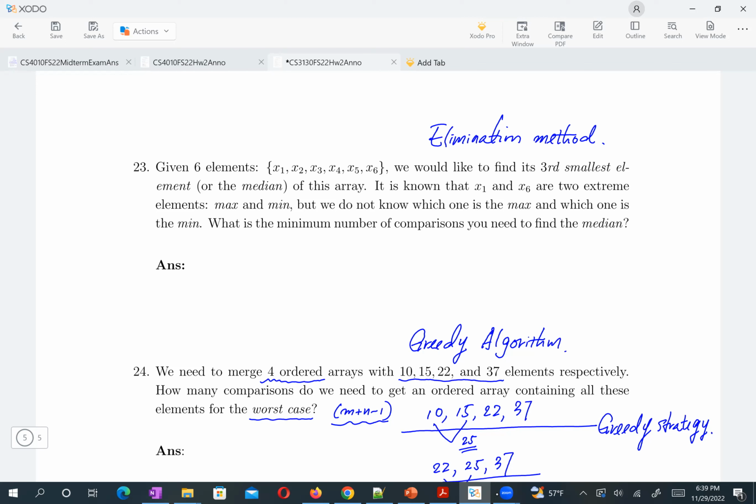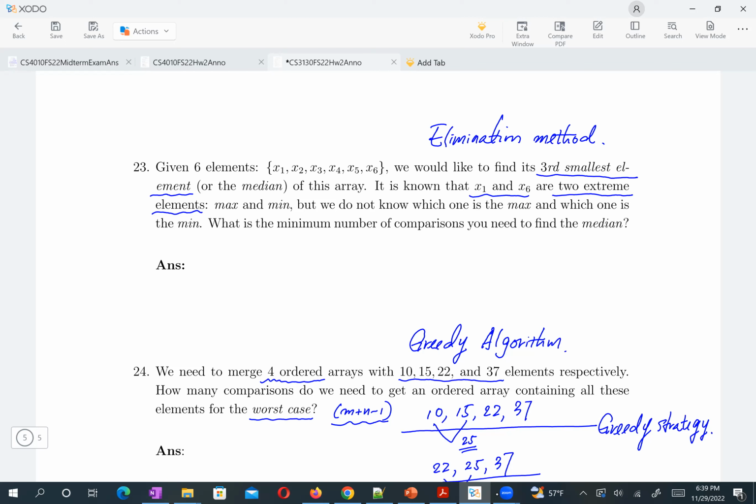Given 6 elements, x1, x2 through x6, we would like to find its third smallest element, the median, left median. It is known that x1 and x6 are two extreme elements, max and min, but we do not know which one is max and which one is min. What is the minimum number of comparisons you need to find the median?